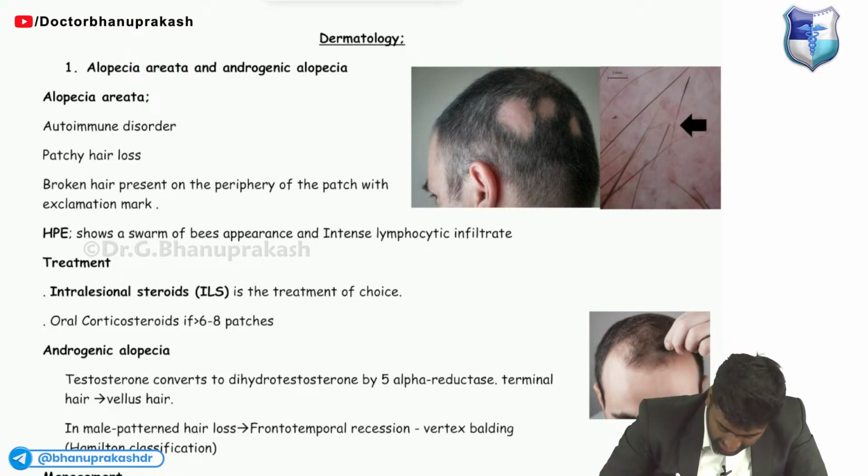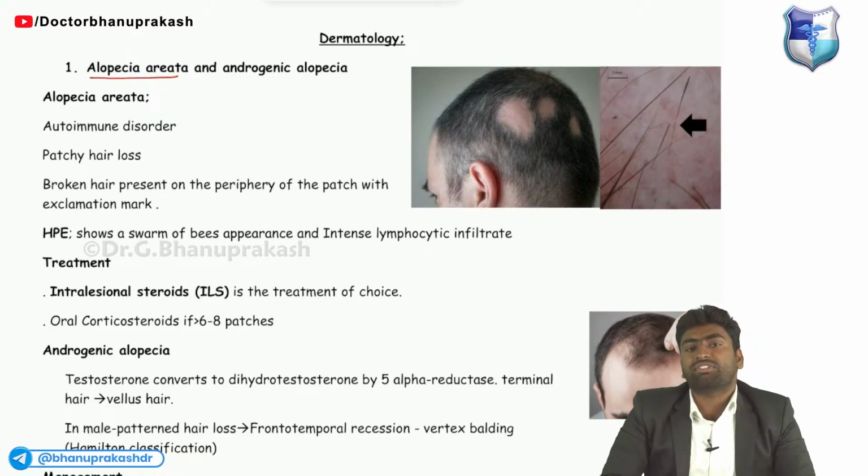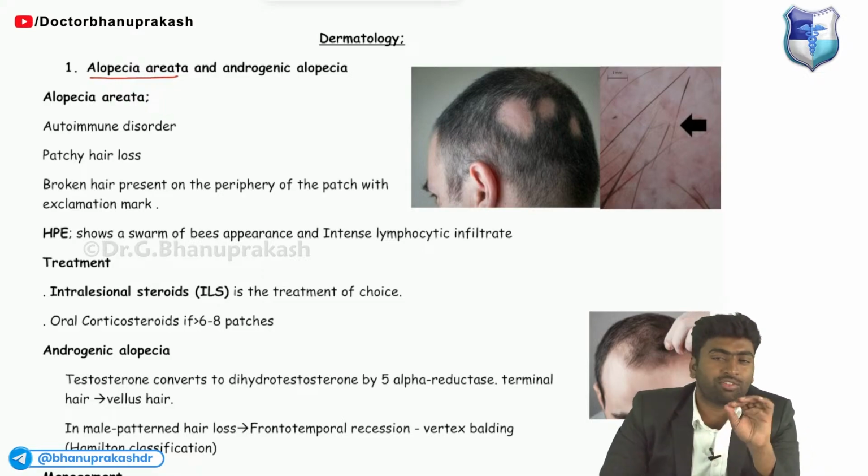Fine. Next, about alopecia areata. There are different types of alopecia, and one of them is alopecia areata. It is an autoimmune disorder which affects your hair follicles.